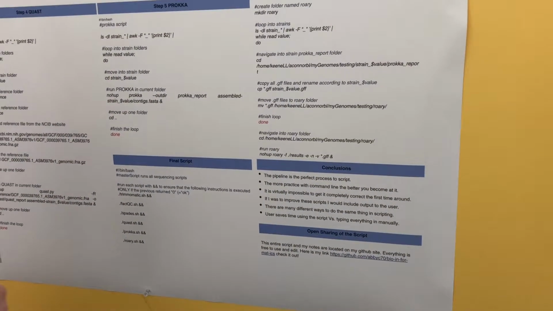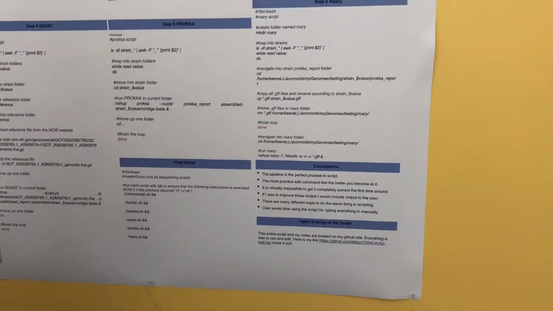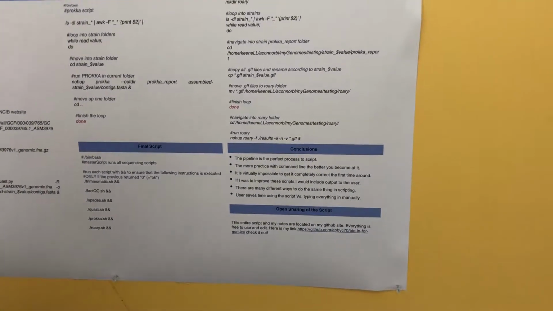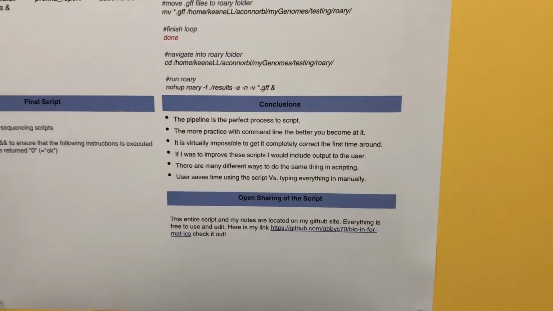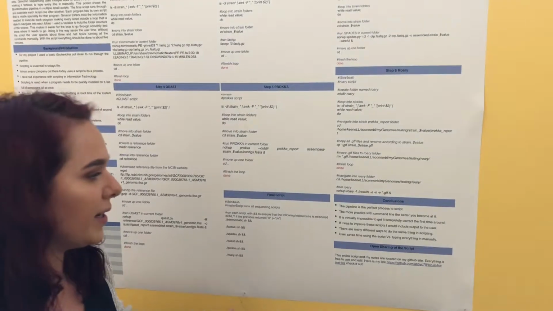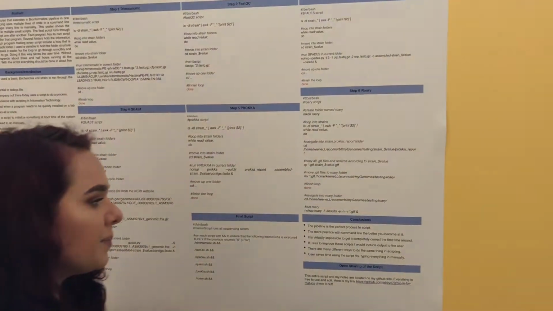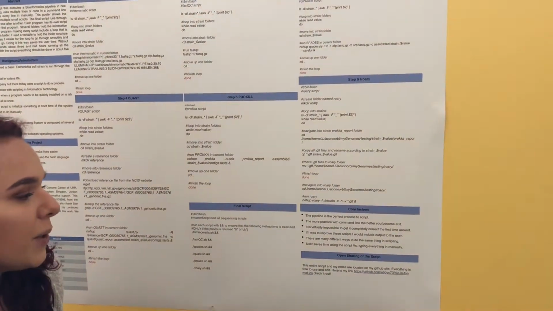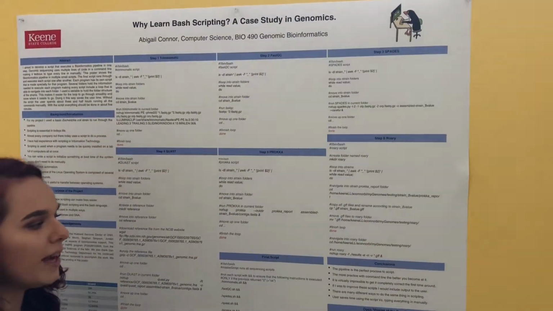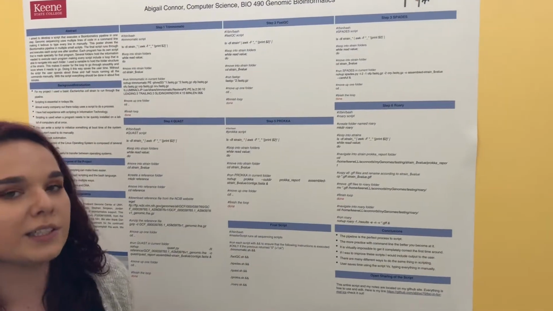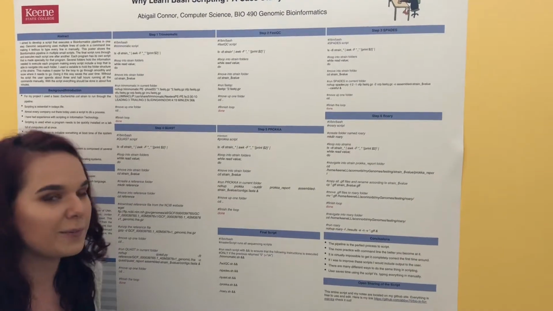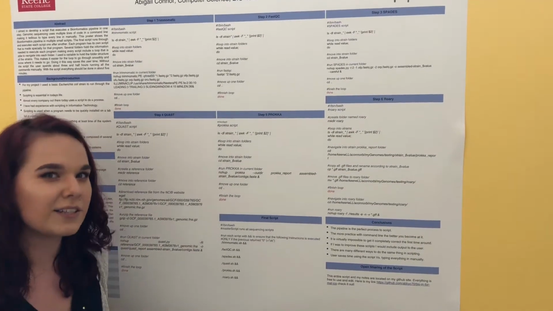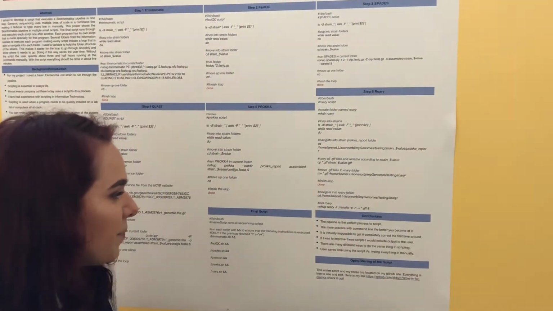I felt like the pipeline for this was the perfect process for me to script as a beginner. I feel like I need to get more practice with command line so I can become better at it, but this was really helpful as a big, basic opening script to do. I feel like it's pretty much impossible to get the first script completely right the first time around. I feel as though you make many mistakes until you figure out the syntax and how you're actually going to do it.